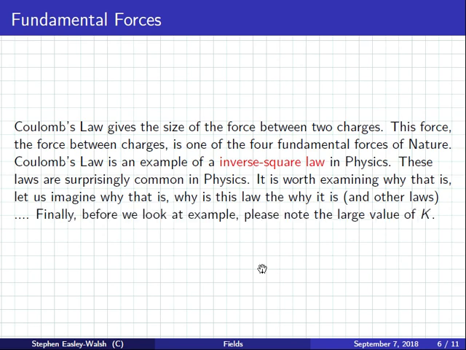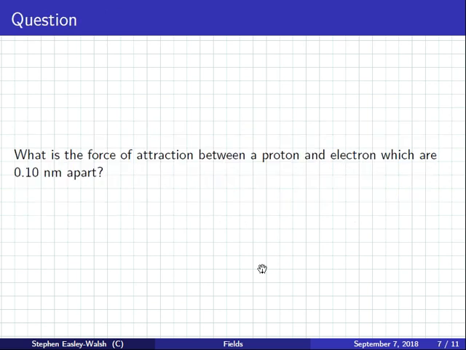Okay. Also, it's worth noting that K is very large. What was it? 8.99 times 10 to the 9. That's actually important. That will come up later.